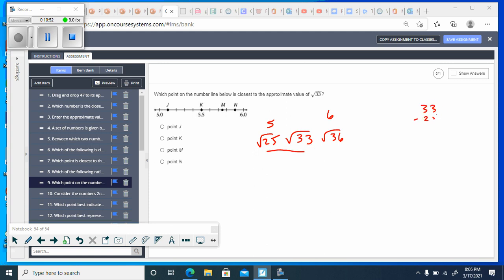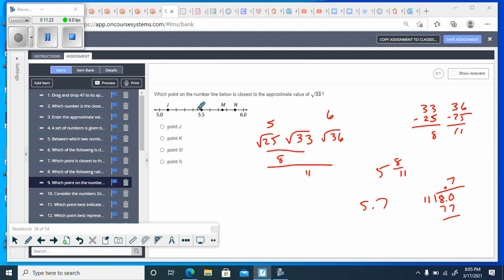33 minus 25 would give me 8. So there's 8 here. 36 minus 25 would give me 11. We're talking about 5 and 8/11ths. Let's divide 8 by 11. How many times will 11 go into 8? None. It won't go into 8, but it will go into 80 seven times, or 77, right? So we're talking 5.7. There's 5.5, 5.6, 5.7, 5.8. So there's 5.7 something right there.